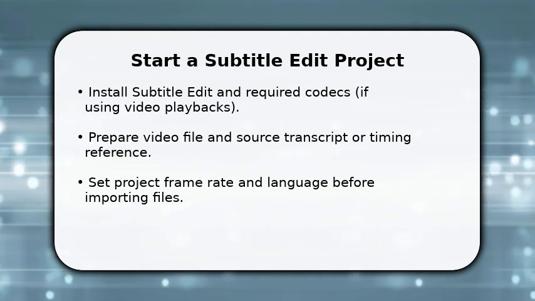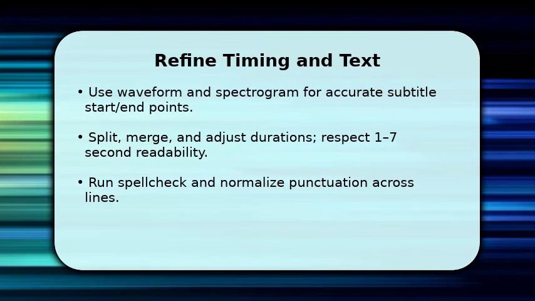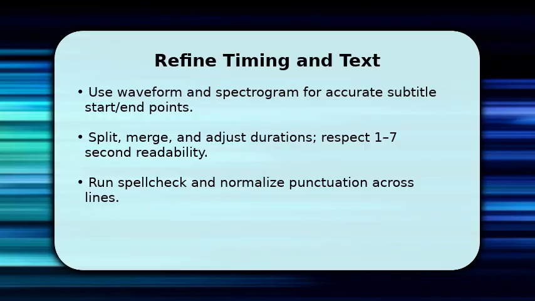You now refine timings using the audio waveform and spectrogram to place cue points exactly where speech begins and ends. Use split and merge tools to manage long sentences so each subtitle stays readable. Aim for 1 to 2 lines and 17 seconds per cue. Adjust lead-in and lead-out by small increments to avoid overlap.